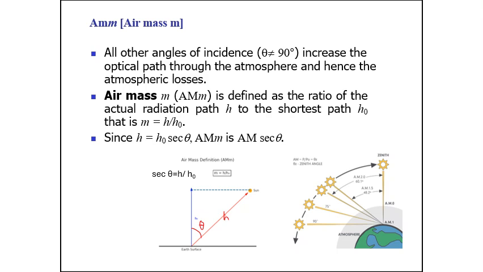So air mass m is defined as the ratio of the actual radiation path h to the shortest path h naught. This is the shortest path depending on the sun's location. So your air mass m is h over h naught. If we consider the theta, then h we can express as h naught secant of theta. So air mass m is sec theta.